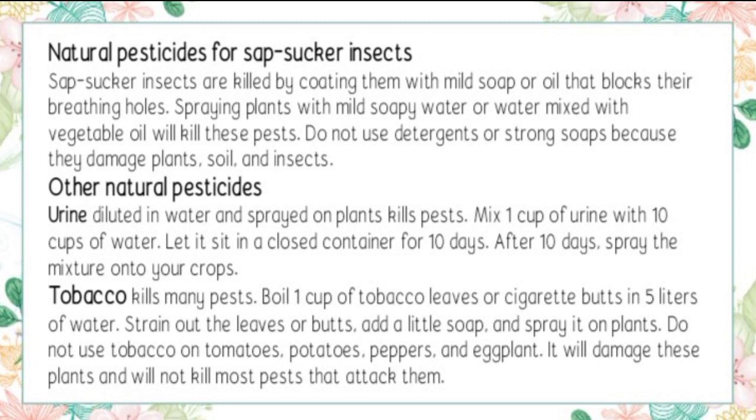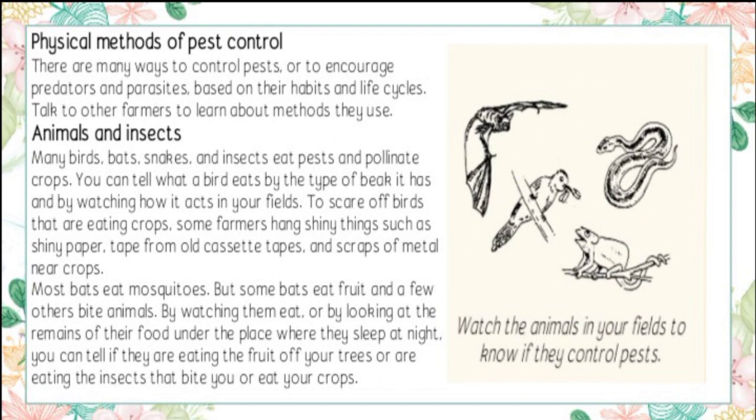Tobacco also kills many pests. Boil 1 cup of tobacco leaves or cigarette butts in 5 liters of water. It will damage this plant and will not kill most pests that attack them.